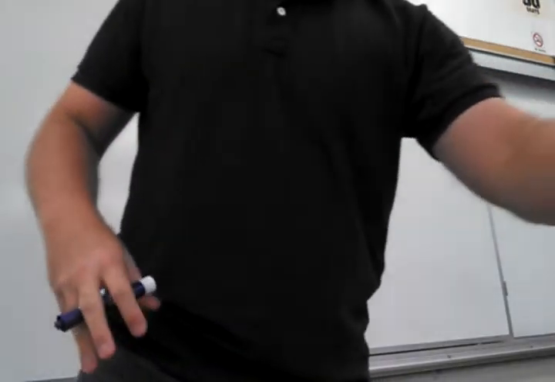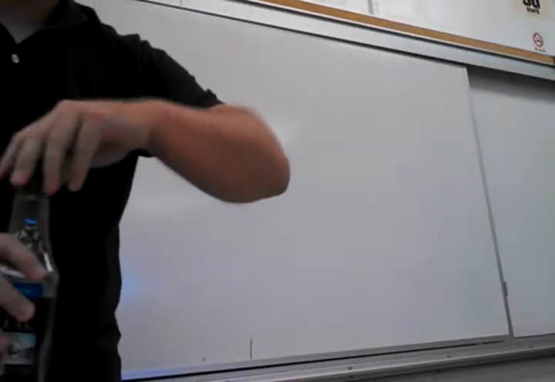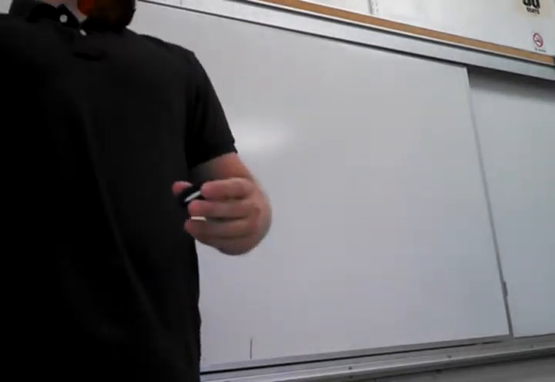Are we doing mils too? What's that? Because I know it's degrees and mils. Mils? Yeah. 6,400 mils in a circle.